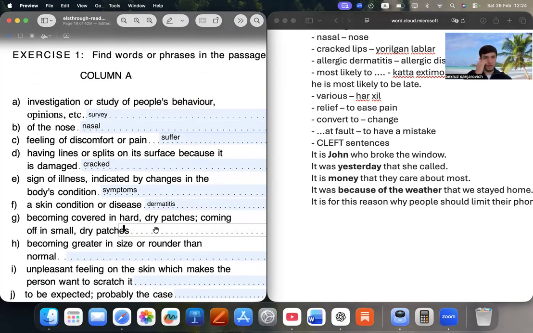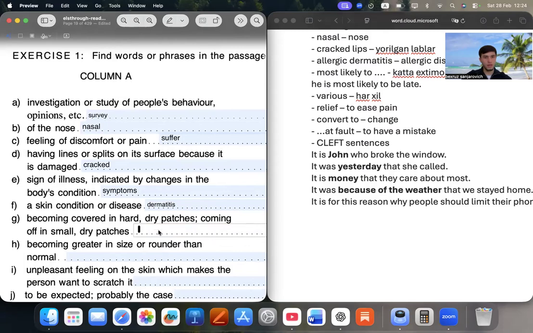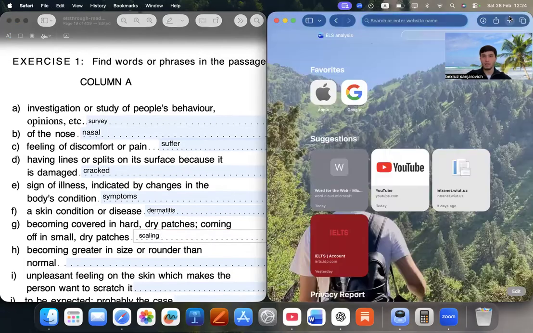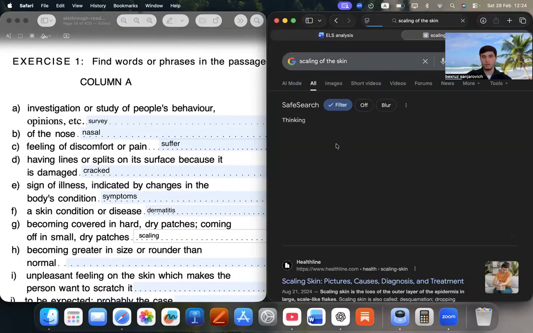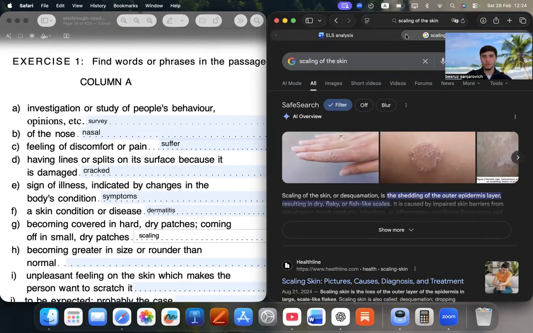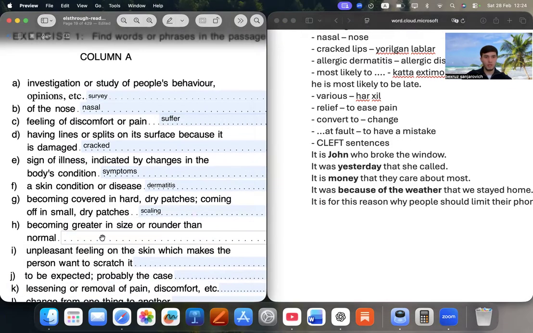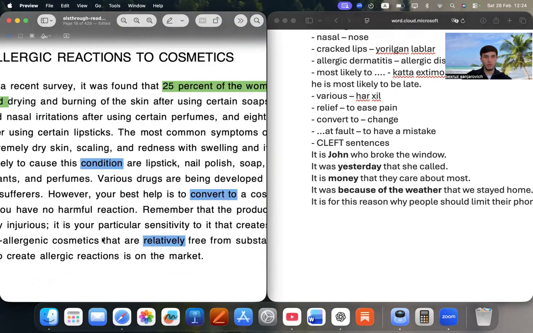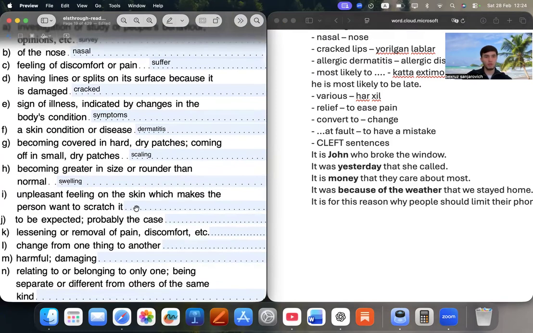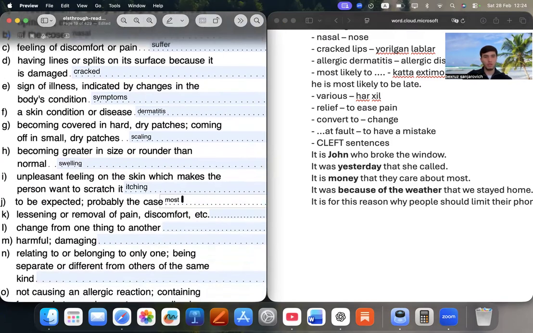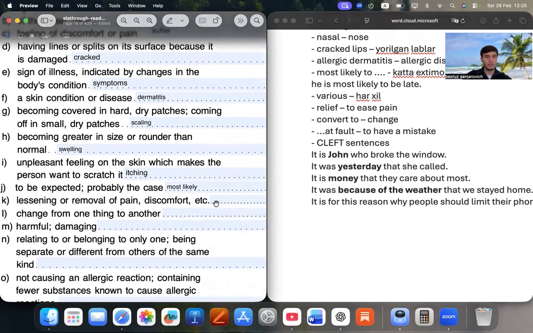Becoming covered in hard, dry pieces coming off in small and dry bits. This one is correct, I think. No, this is scaling. We saw scaling. You see, this is scaling. And becoming greater in size and rounder than normal. This is swelling. Unpleasant feeling on the skin, which makes the person scratch it, itching. To be expected, probably the case. Most likely. Lessening and removal of pain will relieve it.